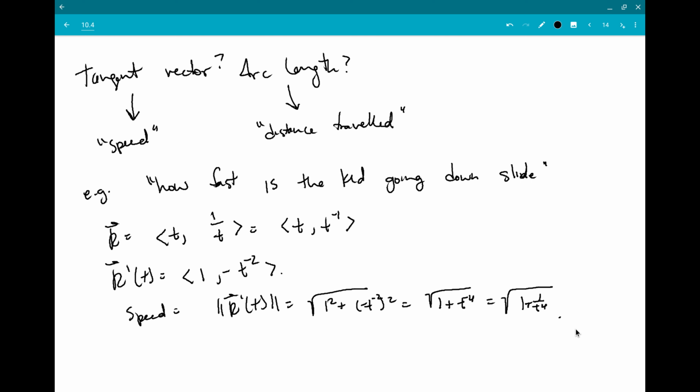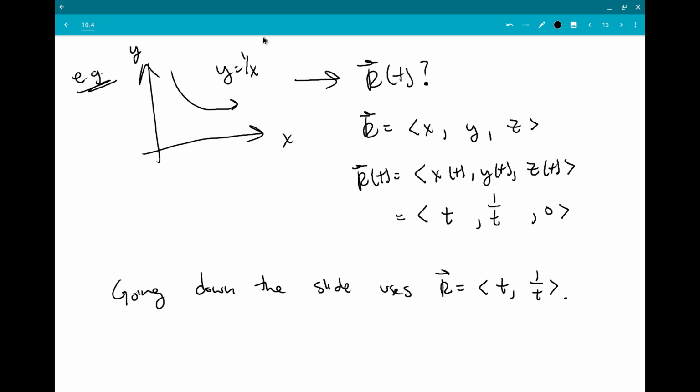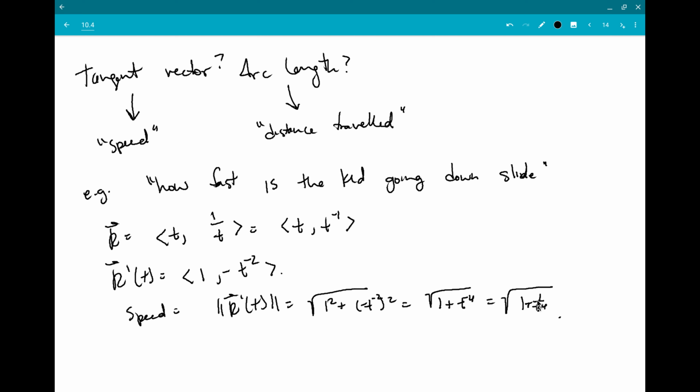And so you could plug in any time t and figure out how fast you're going down the slide. As you plug in bigger and bigger t, this last part gets smaller. So it makes sense. The fastest part of the slide is right at the start, at the steep part, and then it starts to level off and you start moving more slowly at the end. We haven't uncovered anything amazing here, but it matches our intuition.